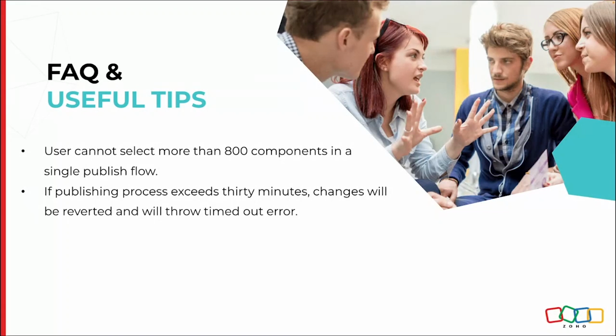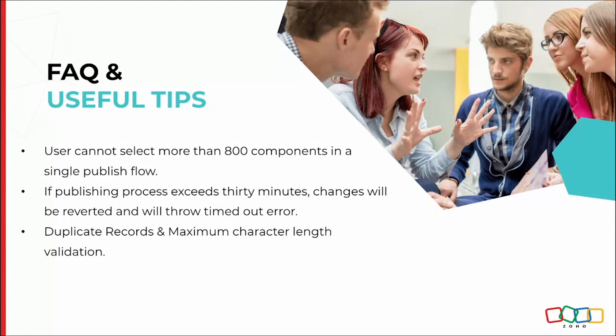So the second point is, if the publishing process exceeds 30 minutes, the changes will be reverted and it will throw a timeout error. So this is something which is really important, because in some cases, due to network issues, it happens, though it is a very rare case. And in case of network issues on the client side, or in a very rare case on the server side, the environment publish can take a long time, that is nearly 30 minutes. However, if it exceeds 30 minutes by even 1 second, the changes will be reverted, that is the publish will be reverted, and a timeout error will be thrown. You can initiate the publish again.